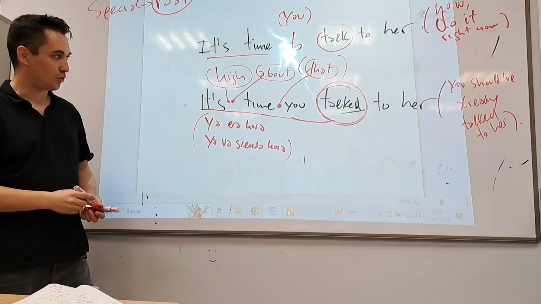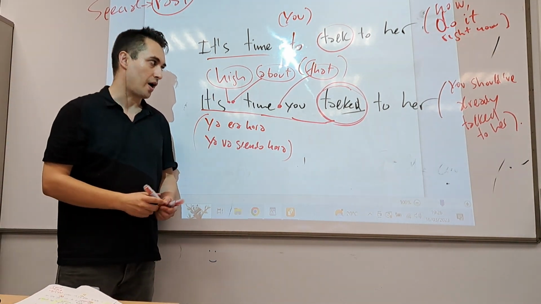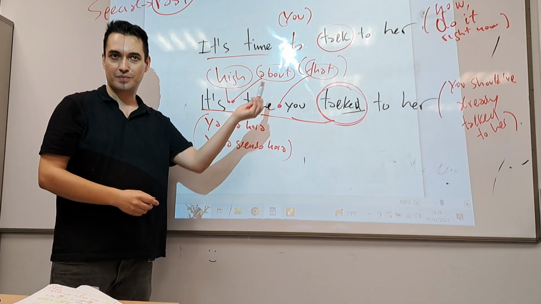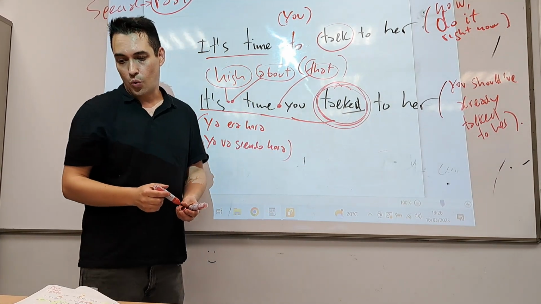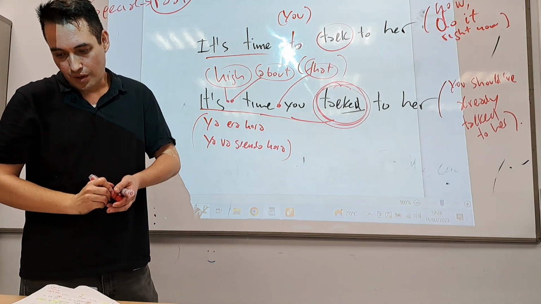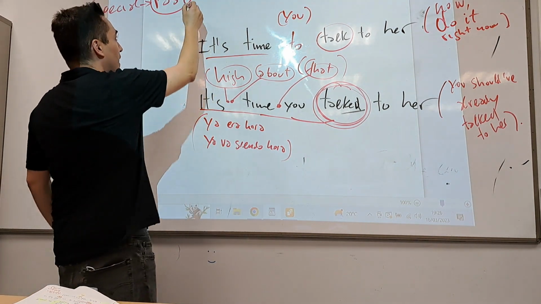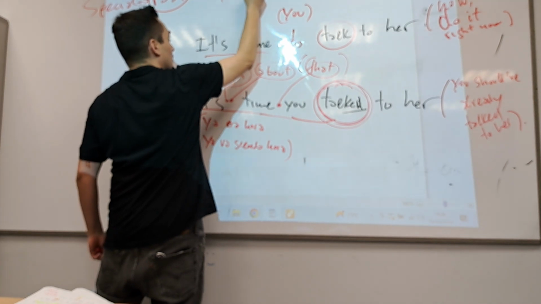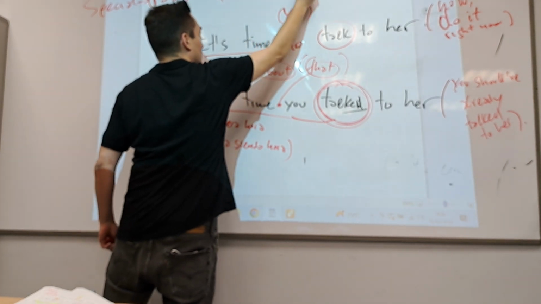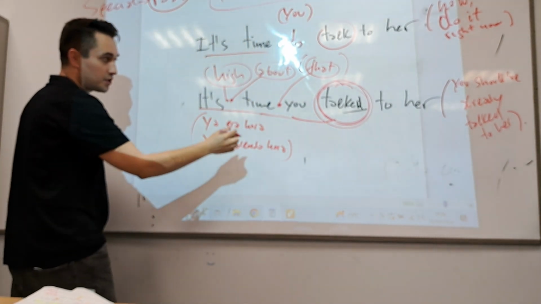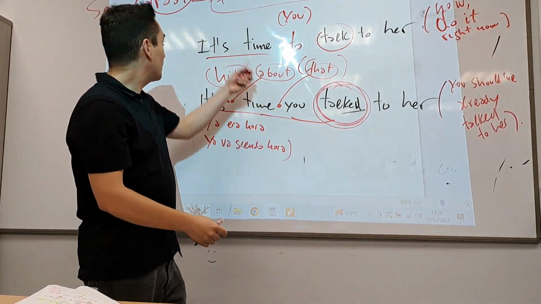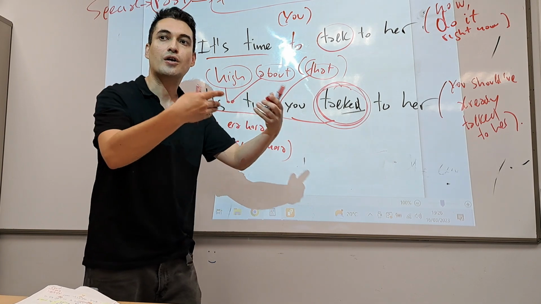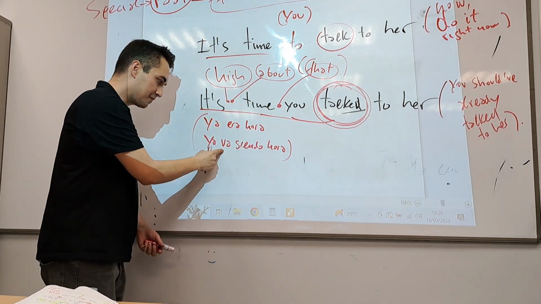It's high time you talk to her. It's about time you talk to her. More emphasis. But again, you use the past and you're referring to what? You're referring to a future meaning. Past with a future meaning. This is past, but it's like you should have already talked to her. You should talk to her in the future, a desirable future. Like this.